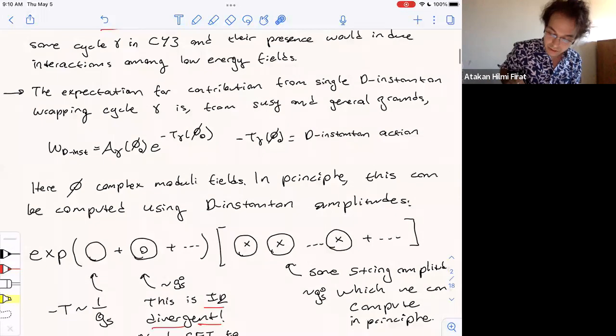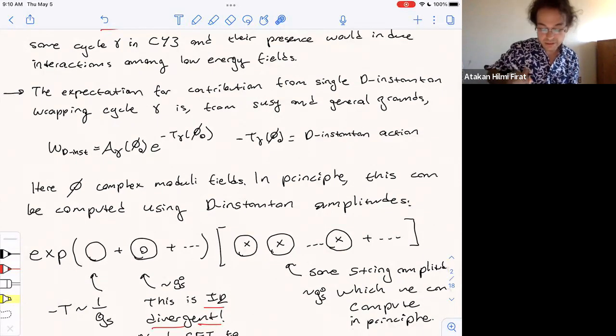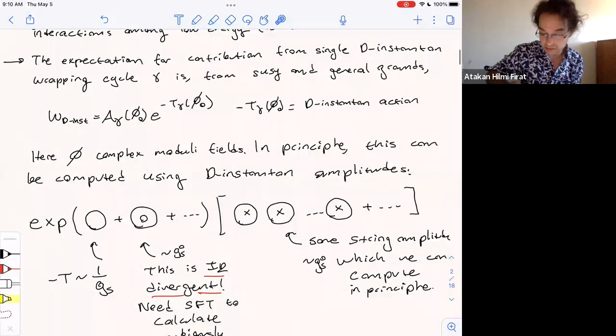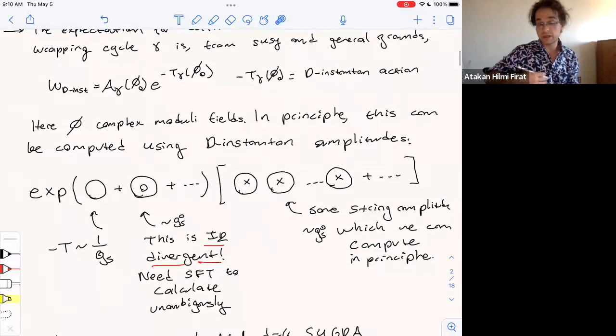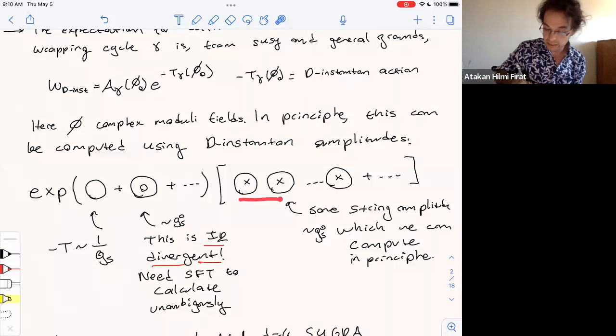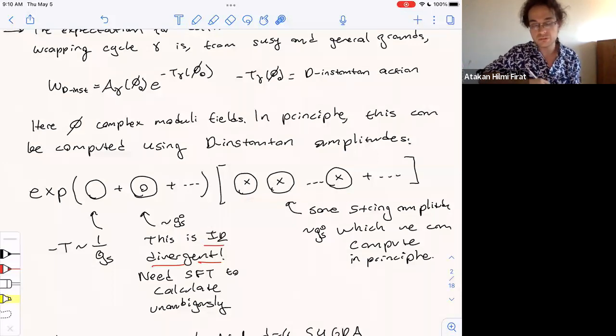Anyway, in principle this superpotential can be computed using D-instanton amplitudes. What I mean by that is that I compute the open string scattering in the presence of the instanton. So of course, I need to draw some worldsheet diagrams. This is the first thing that I can draw.